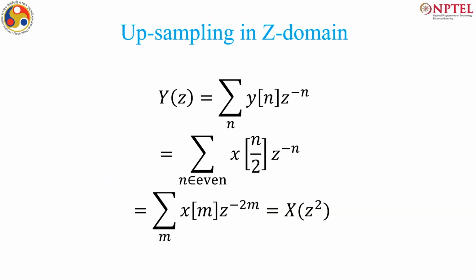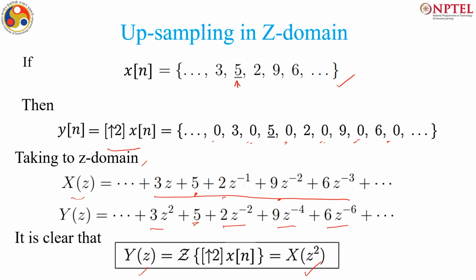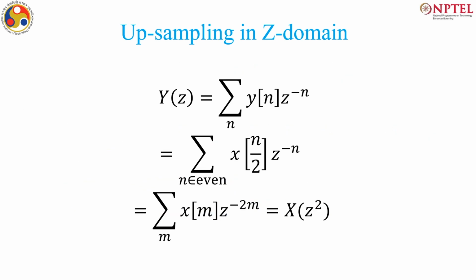We can obtain the same thing analytically. This was just an example, but analytically you will get a very general idea. So, this is my z transform of y of z, and what is y of n? y of n will be x of n by 2 for even n, and for odd n the values are 0, because I have plugged in zeros at my odd values of n.